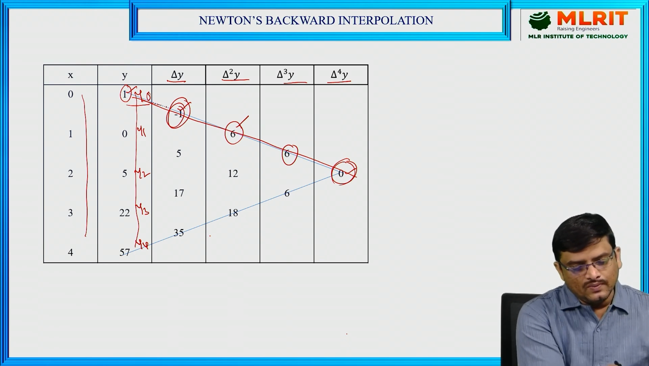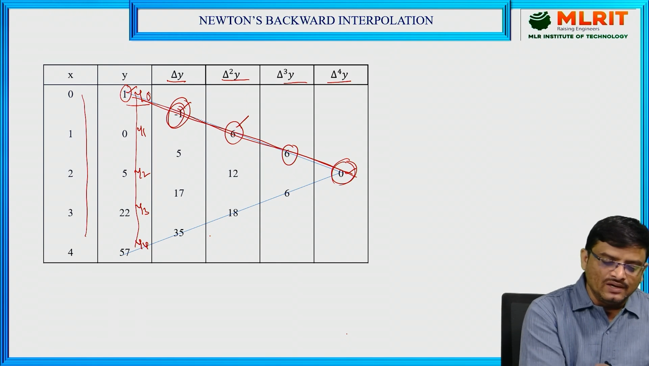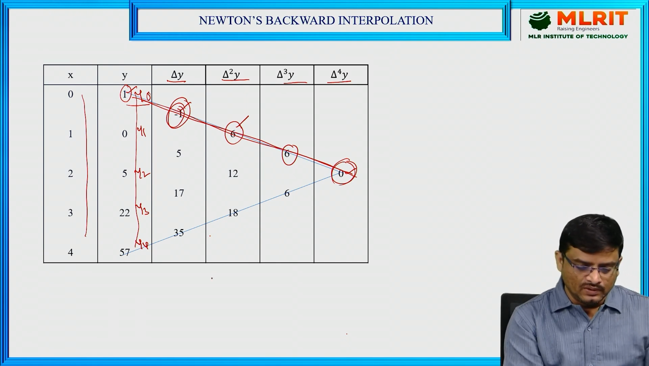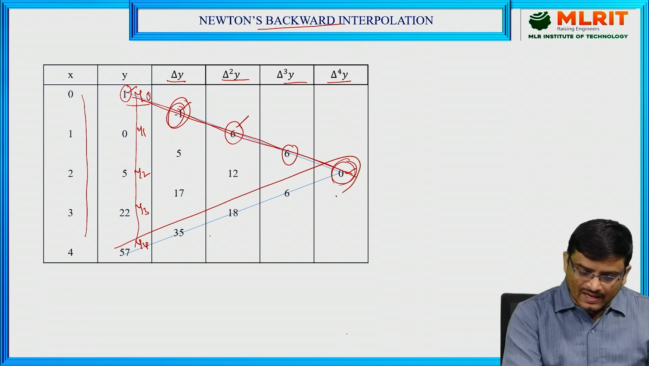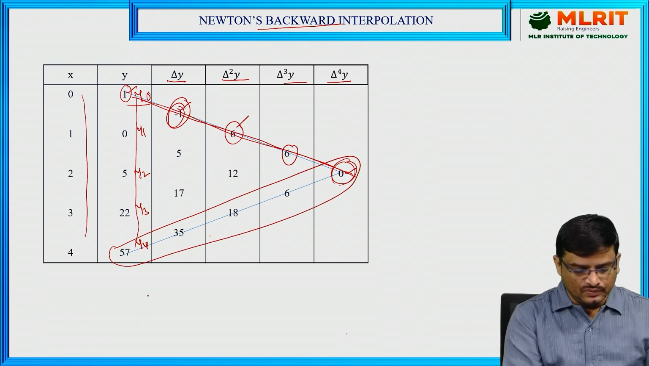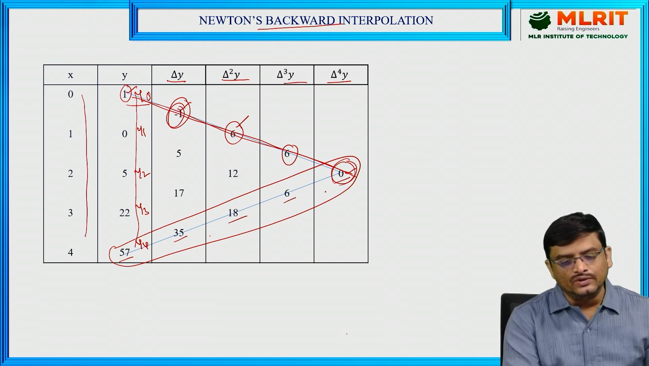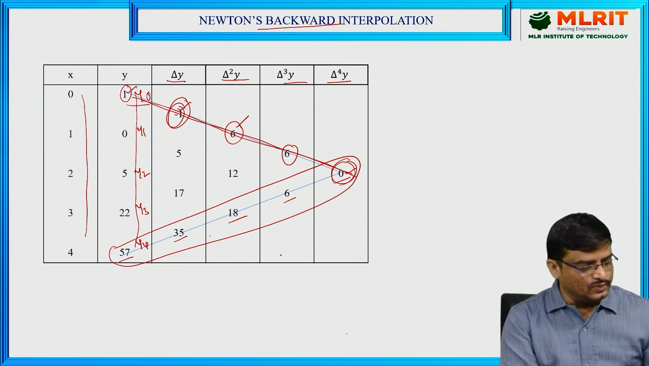Whenever we want to apply Newton's forward interpolation, we use the beginning values in that particular column. Whereas while you are applying Newton's backward interpolation, you consider the ending values in that particular column. You use these 54, 35, 18, 6 and 0. Use these values for Newton's backward, and use the beginning, first values for the Newton's forward interpolation formula.